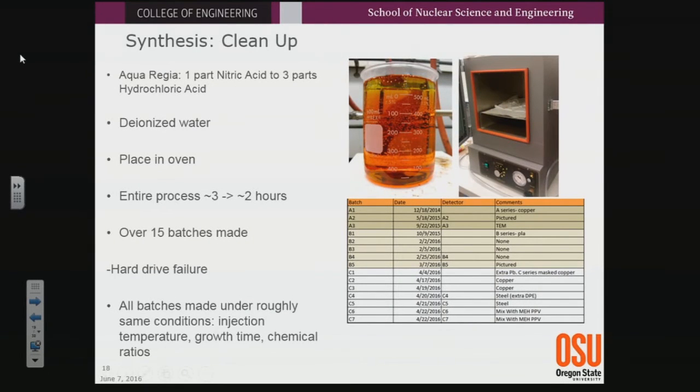So aqua regia was used, a very strong acid, to get rid of a lot of the metals. So we have 1 part nitric acid to 3 parts hydrochloric acid. Rinse out all the glassware with that, rinse it out with deionized water, set it in the oven to dry. The entire process took about 3 hours at first, but then we got used to things. We streamlined it to about 2 hours.